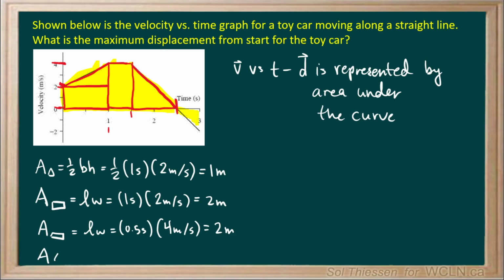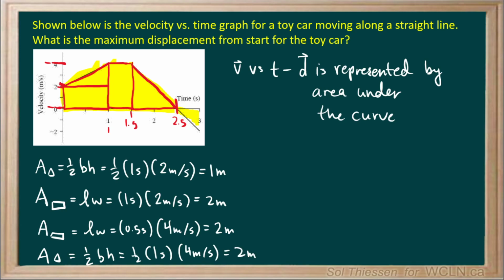And then finally, we'll find the area of the triangle on the right. So it'll be 1/2 base times height, where the base is from 1.5 seconds to 2.5 seconds, so that is a total of 1 second. And the height is from 0 meters per second to 4 meters per second, so 4 meters per second. That is equal to 2 meters again.